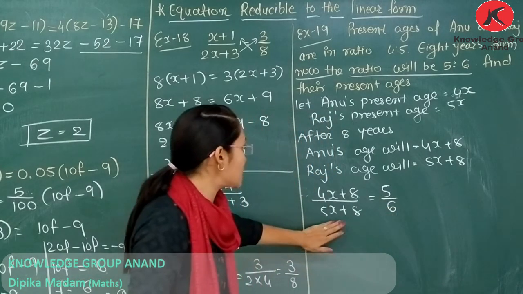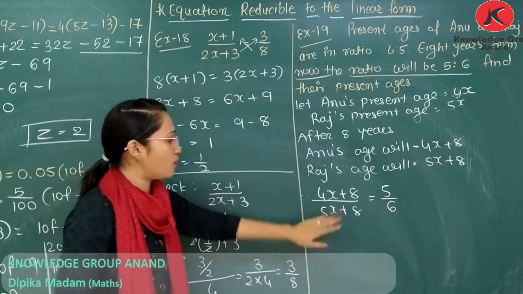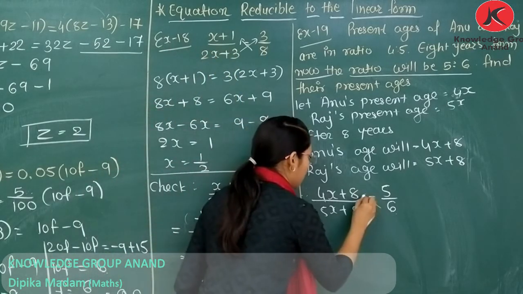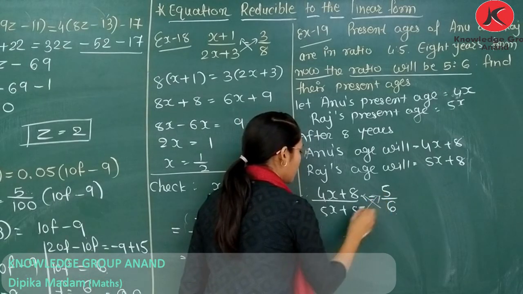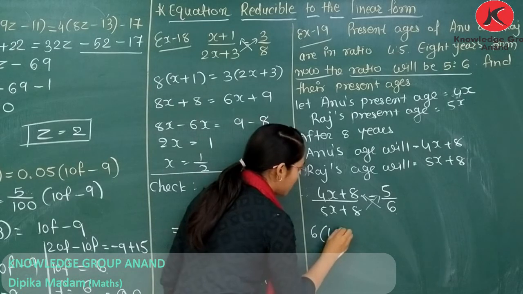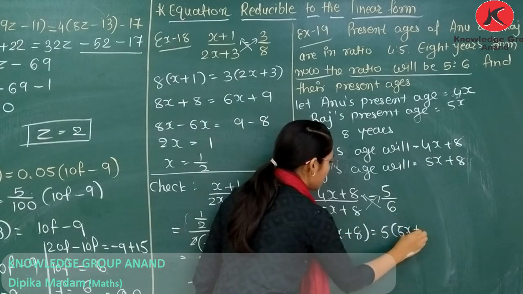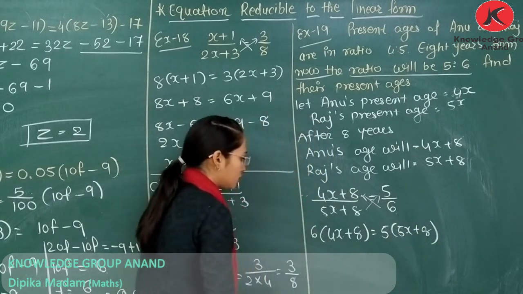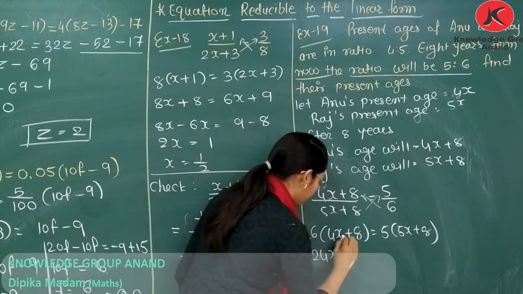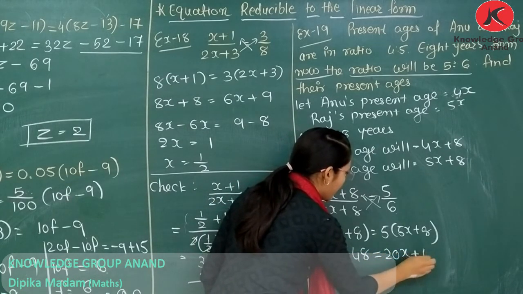Now you will get the same term that we solved in example 18. જેવું example 18 માં solve કર્યું એવું term આવ્યું. So 6 is multiplied with 4x plus 8 and this term is multiplied with 5. So 6 times 4x plus 8 is equal to 5 times 5x plus 8. Open the bracket. 24x plus 48 is equal to 25x plus 40.